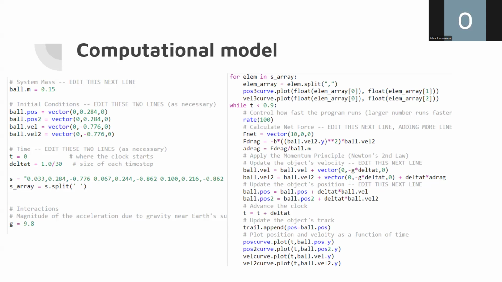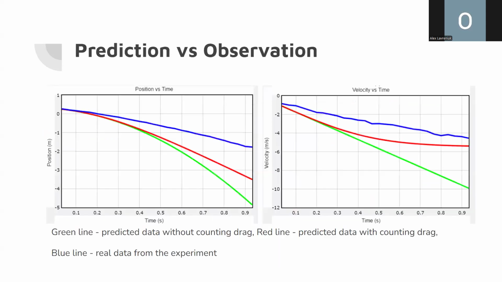How do we do that? We calculate the drag force, and through that, knowing the mass of the object, we calculate the acceleration. So then we use it to predict the second velocity, which is the velocity including the force of gravity and the force of drag. And the first prediction is just the velocity including the force of gravity. So after we plot them, we can see that the predicted data without counting drag is green, with counting drag is red, and the experimental data is blue.